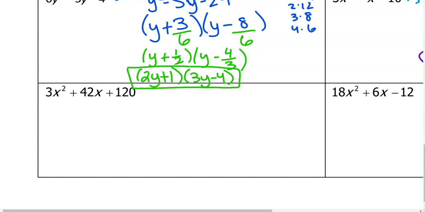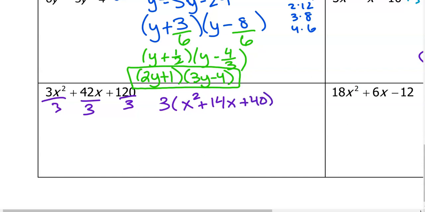Instead, there is a GCF. They can all be divided by what? They can all be divided by 3. So now we have what left inside? We have x squared, then what? What's the middle? And what's the end? 40. Is this a slip and slide problem? No, this is not a slip and slide problem. This is just a basic factor problem, but it had a GCF.